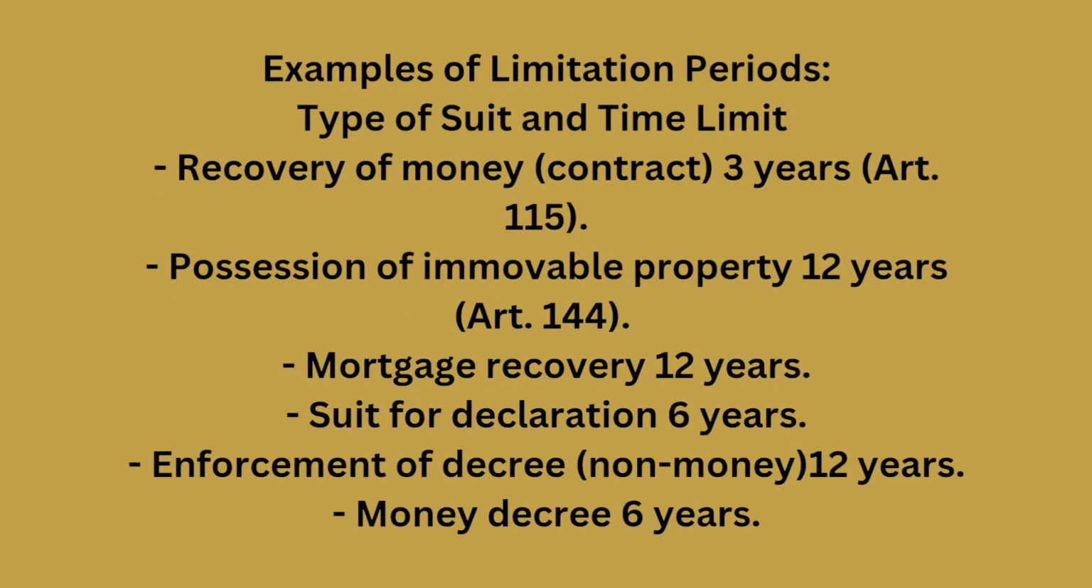Examples of limitation periods: type of suit and time limit. Recovery of money, contract: 3 years, Article 115. Possession of immovable property: 12 years, Article 144. Mortgage recovery: 12 years. Suit for declaration: 6 years. Enforcement of decree, non-money: 12 years.